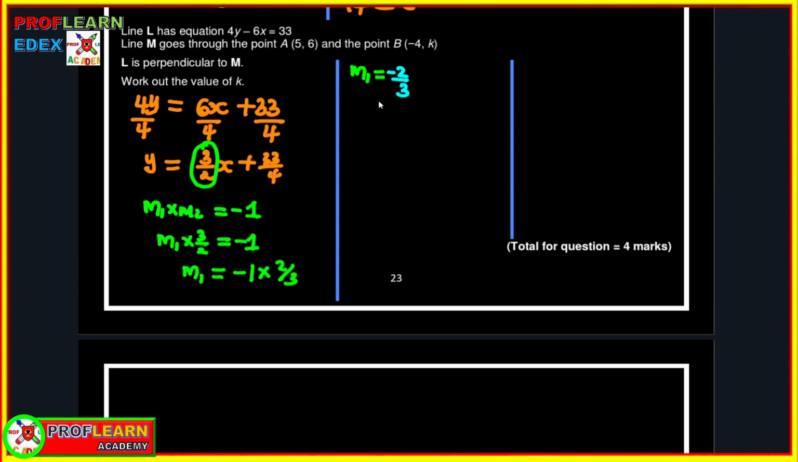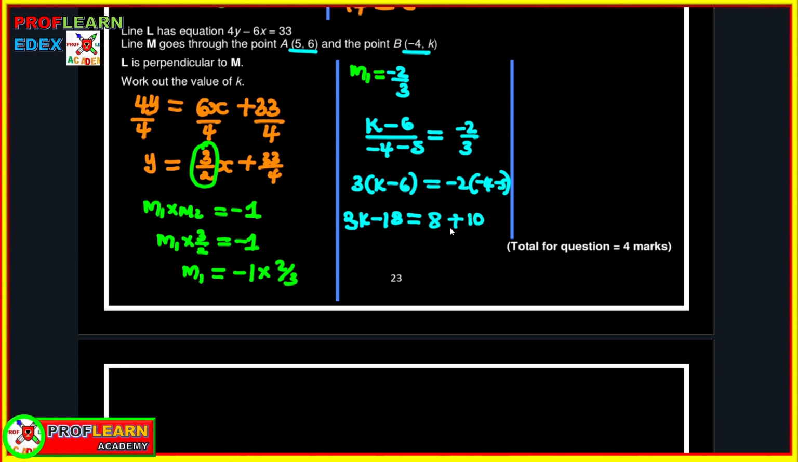Then if we find the gradient using these 2 points, it should be equal to negative 2 over 3. So that is going to be k minus 6 over negative 4 minus 5 equals negative 2 over 3, like that. Then we cross multiply that way, and finally we get the value of k. Putting the like terms together, this is actually going to be 18 divided by 3, and our k is going to be 12.